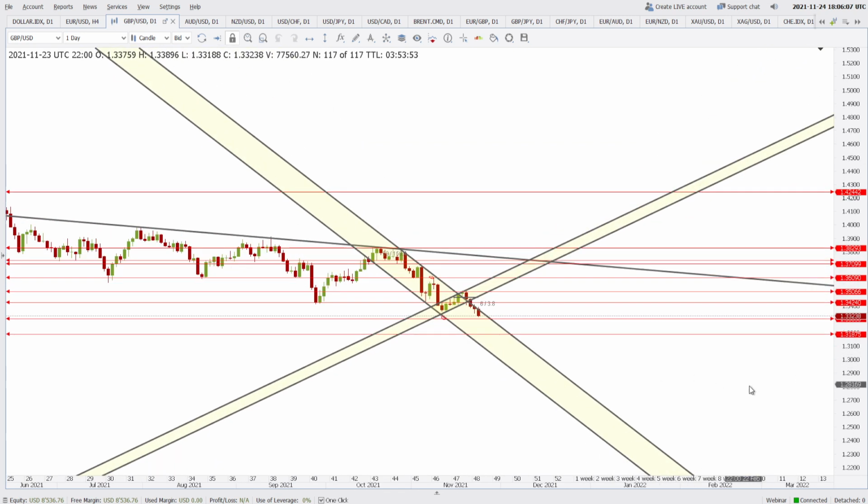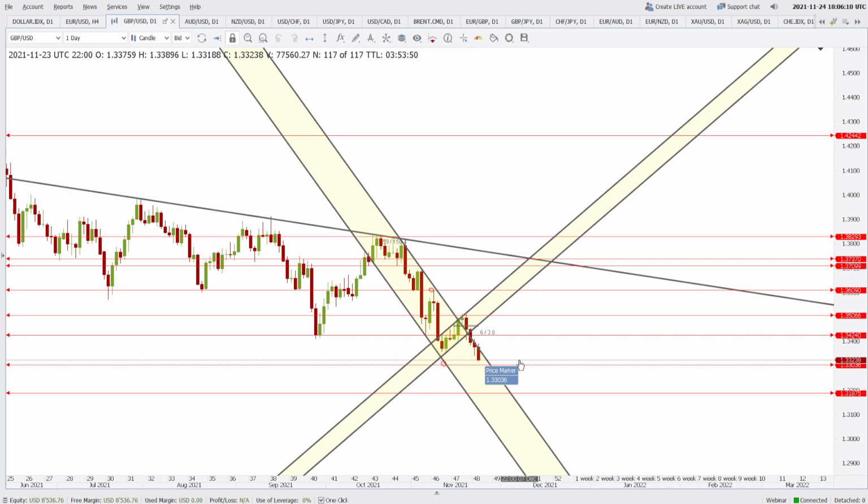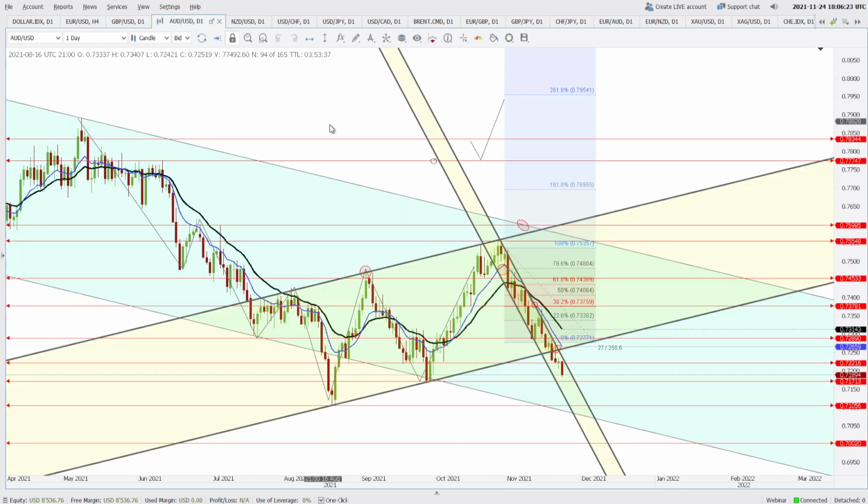On the higher side, we have resistance now at the 1.3424 area, which is the broken support from 3 days back. So 1.3303 is the support and 1.3424 is the resistance for GBPUSD.